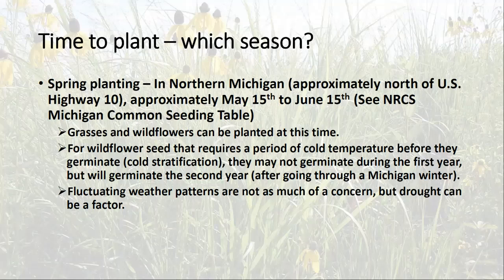For wildflowers that require that cold stratification, something to keep in mind is if you do a spring planting, there are certain species that are not going to germinate that first year when you do the planting. It just won't happen because they have to have that cold stratification. What will happen is that seed will sit dormant in the soil that first growing season. It'll go through a Michigan winter, and then the second growing season, it will germinate. Fluctuating weather patterns are not as much of a concern if you do a spring planting, but drought can be a factor.